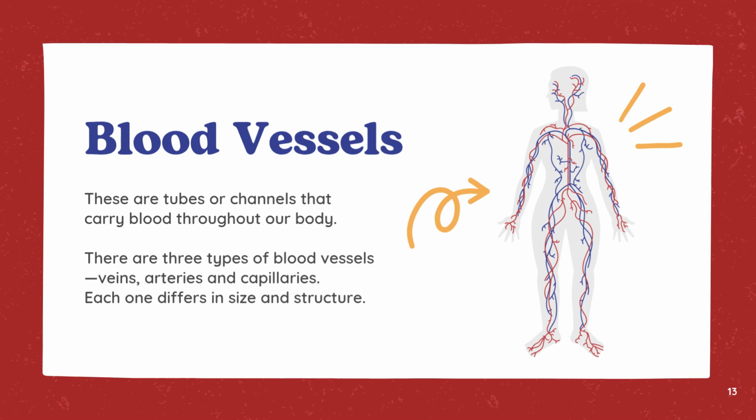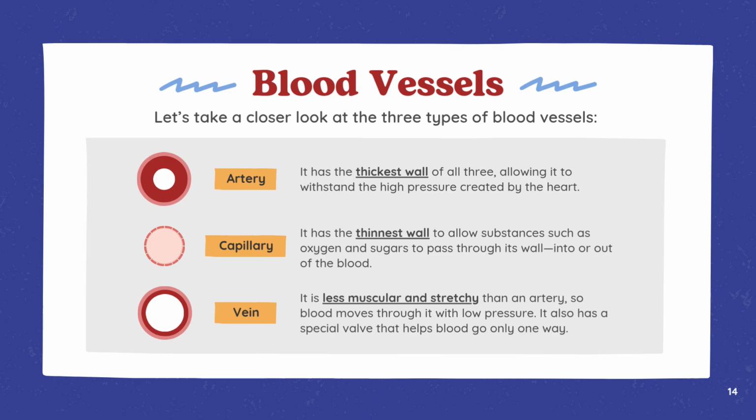Blood vessels. These are tubes and channels that carry blood throughout our body. There are three types of blood vessels: veins, arteries, and capillaries. Each one differs in size and structure. Here you can see the diagram of each blood vessel. Artery. It has the thickest wall of all three, allowing it to withstand the high pressure created by the heart.